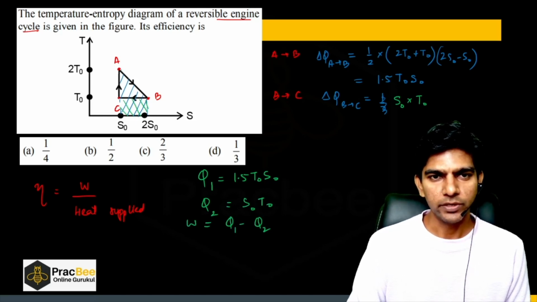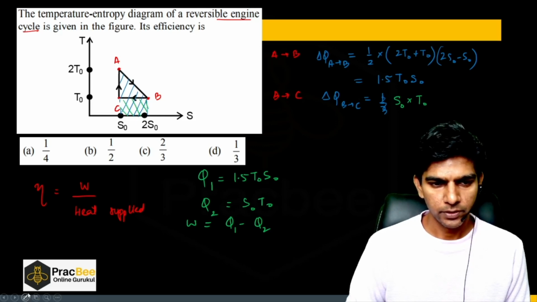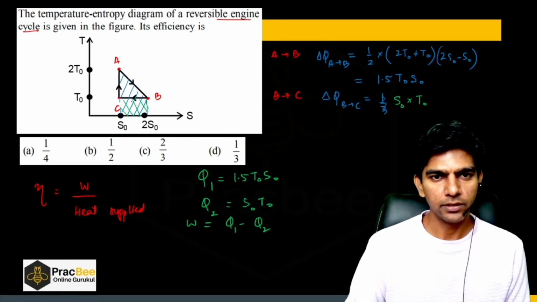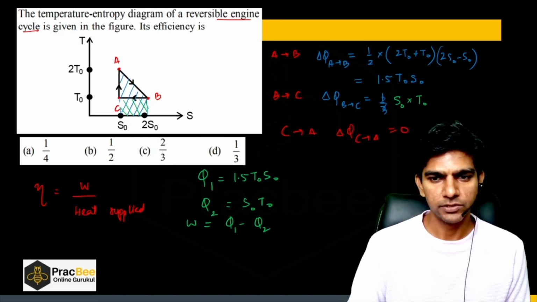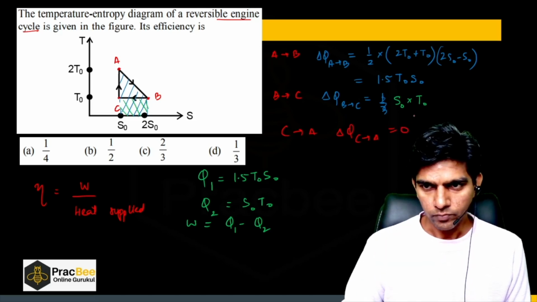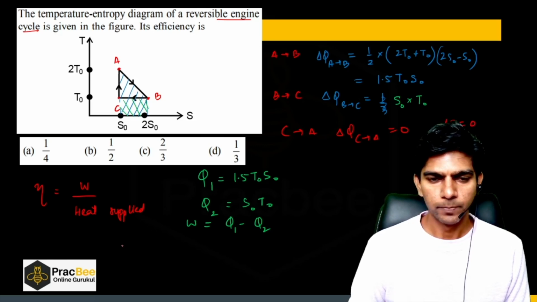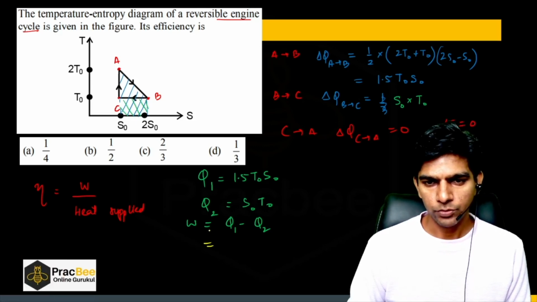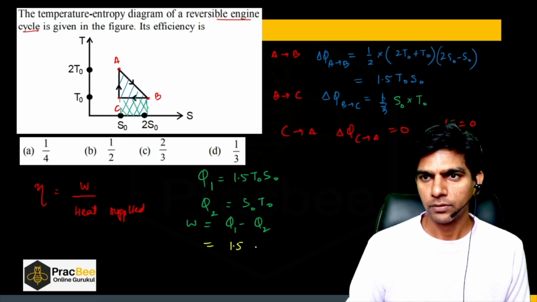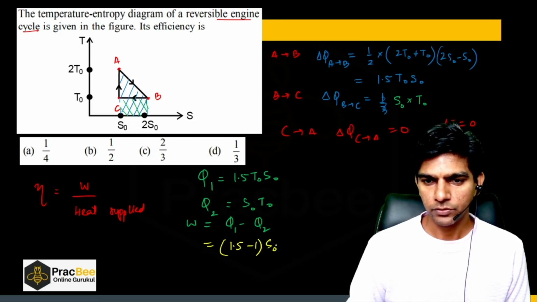Because if you look at the process CA, the area under the graph will be 0, right? Because here dS is 0. Now, I want to find the work done. So Q1 minus Q2, that will be (1.5 minus 1) times S naught T naught.